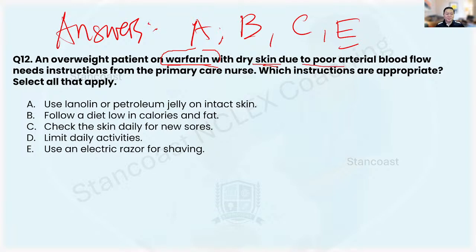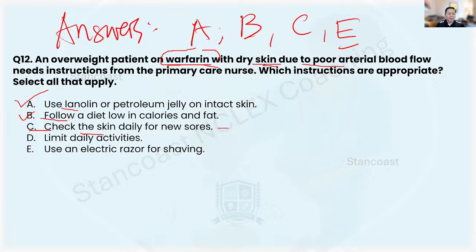Okay, if we answered letter B, follow a diet low in calories and fat, is that going to help the patient? Yeah, weight loss will improve the circulation and overall vascular health. So this is correct. What about letter A? It is also correct. It is going to help moisturize the patient's skin. What about letter C, check the skin daily for new sores? Is that appropriate? Yeah, it is. We really need to make sure that we are monitoring the patient's skin for any signs of skin breakdown.